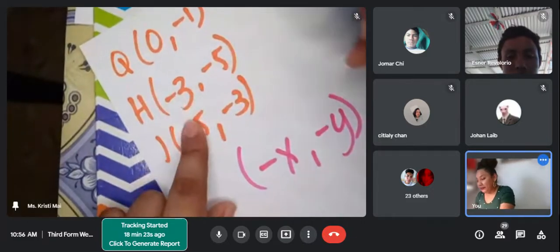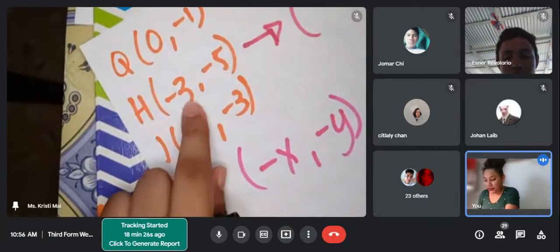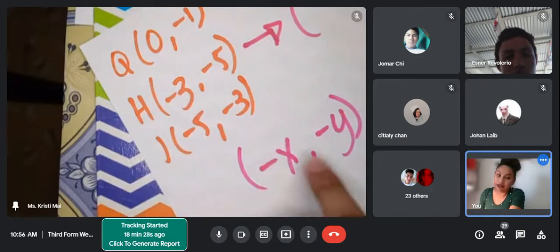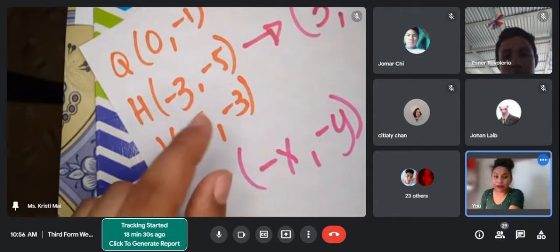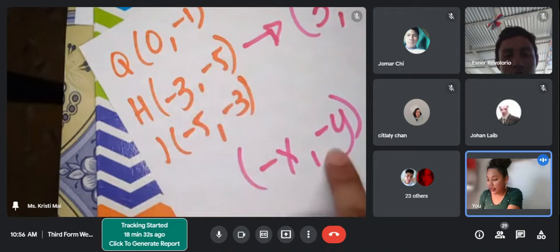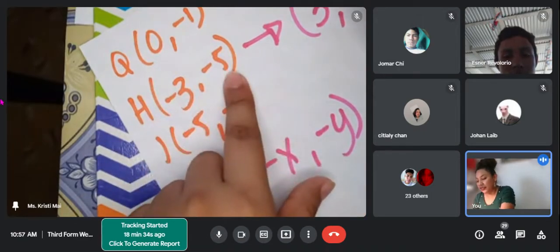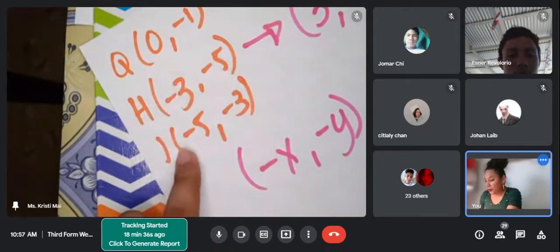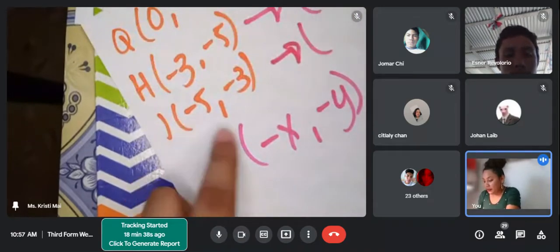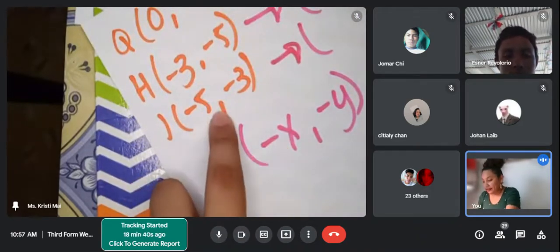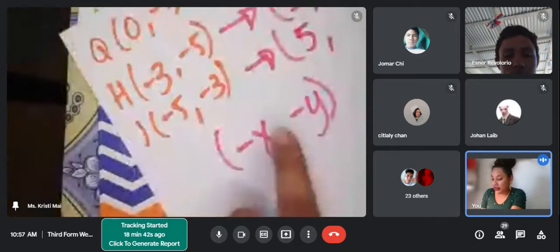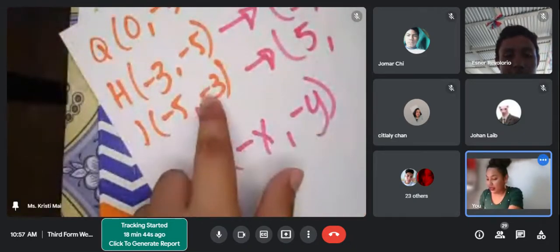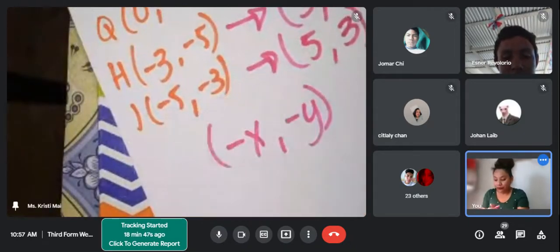Then I have -3, but I want negative -3, so that gives me +3. Then I want negative -5, and that gives me +5. I have -5, and that gives me +5, and then I have negative -3, and that gives me +3.